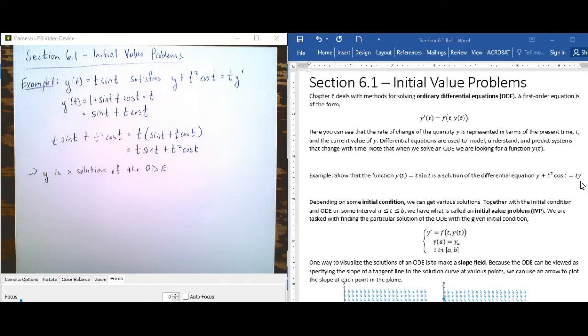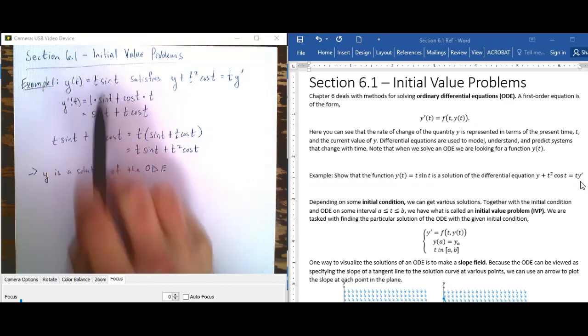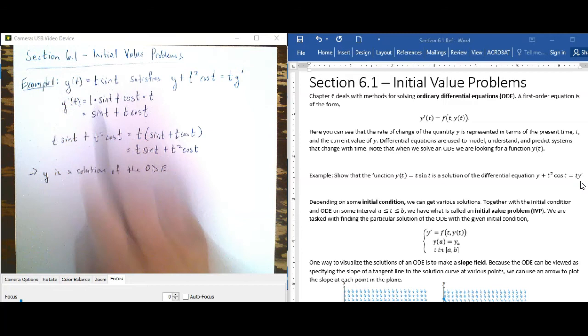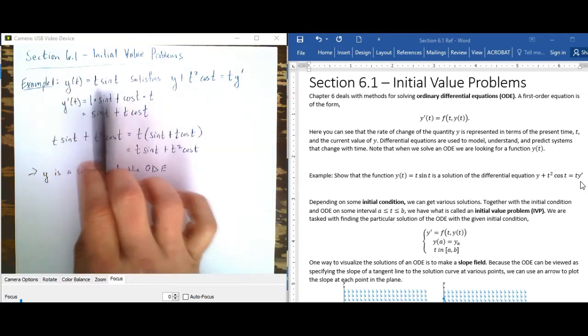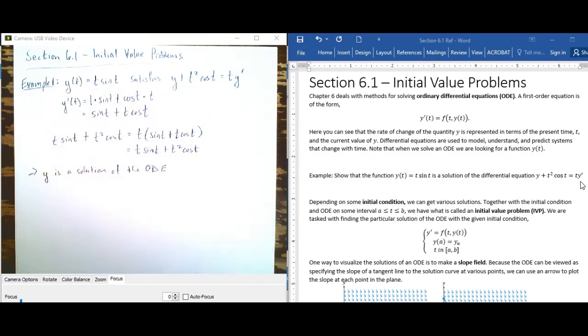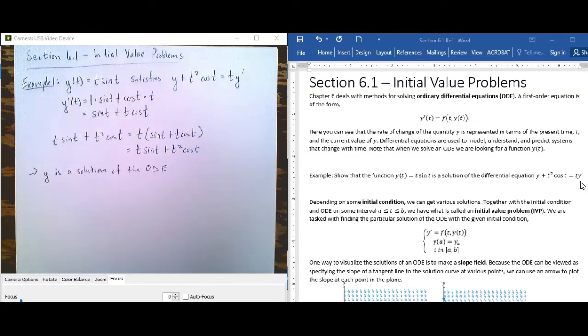So this is just one such solution. There may be other solutions that satisfy this differential equation, but we have found that this is one of those solutions. Depending on some initial condition, we can get various solutions for a particular ODE. Together with an initial condition and the ODE on some interval a to b for time, we have what is called an initial value problem.